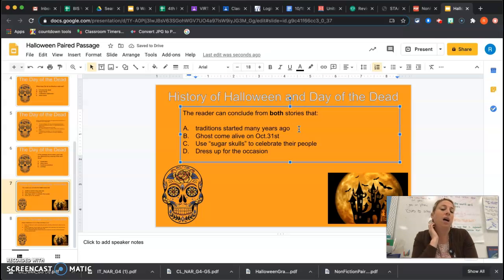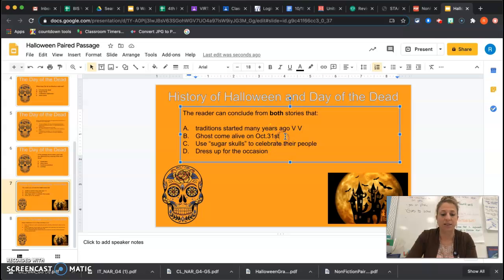So, in the first story, does it talk about traditions started many years ago? I think it did. I think it said that. So I'm just going to put, for typing's sake, a V. That V is a check. It's a big check mark. In the second story, Day of the Dead, does it talk about traditions started many years ago? Yeah, I think it does. So I'm going to put another check mark. If I have two checks like that, that probably means the answer is correct.